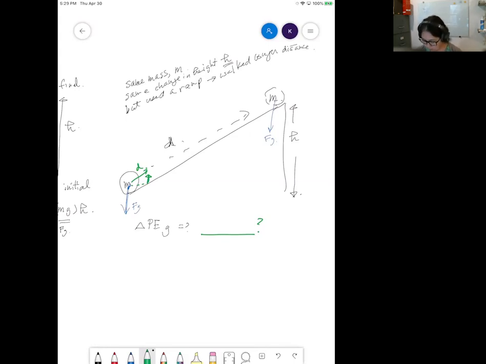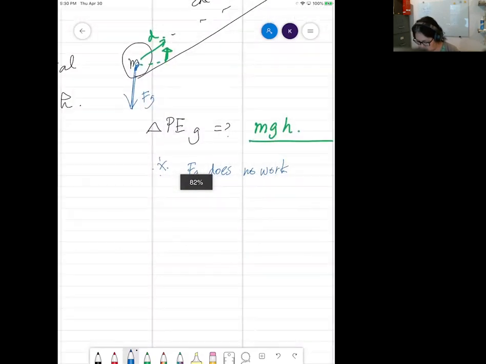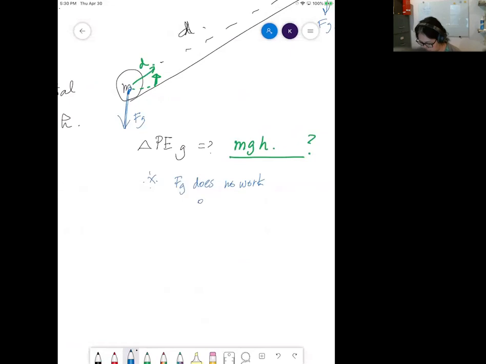This is also equal to mgh. Remember, Fg does no work on, sorry, Fg does no work in the horizontal direction. Gravitational force is always vertically downward. So if you have a motion that's perpendicular, horizontal motion, gravitational force does no work.